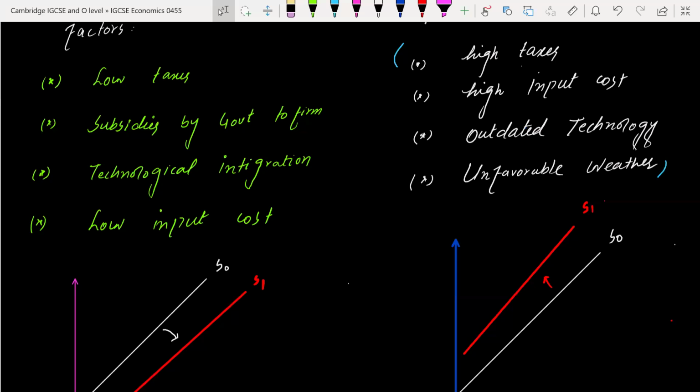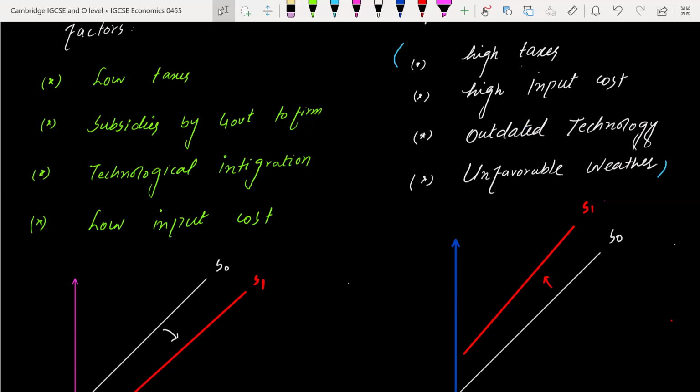When there are low taxes, supply will increase. When there are subsidies, supply will increase. When there is technological integration, supply will increase. When there is full employment, supply will also increase. When there is low input cost, supply will increase. On the other hand, when the government imposes high corporate tax on firms' profits, the firms will never try to produce more goods and services, right? Same like that, if there is high input cost, meaning the raw material cost is high, or if the workers demand high wages, the firms will never try to produce goods and services.